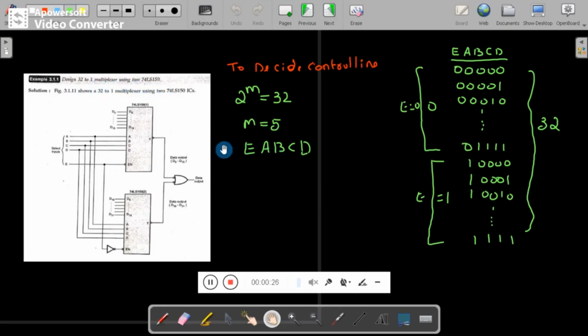74LS150 is a 16:1 multiplexer. 74LS150, this is the IC number. It is a 16:1 multiplexer. So 16:1 multiplexer means what? First of all, let me repeat first.